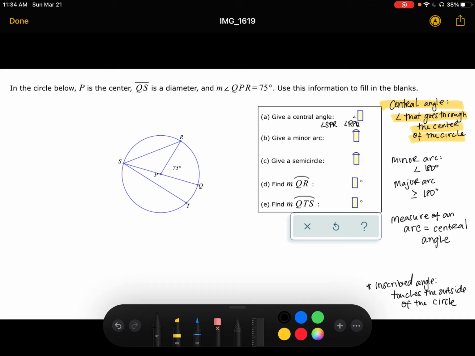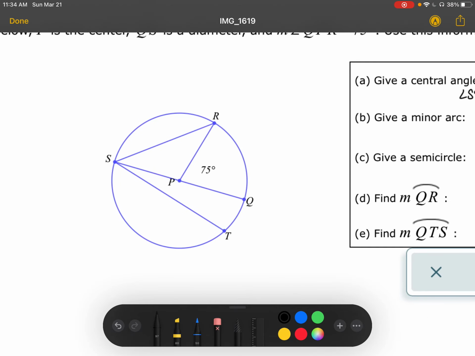Now remember, a straight line is 180 degrees, and it tells you very specifically where your straight line is. So I have SPQ. I know that this is a straight line because this is my center, and this is a radius, and that's a radius, and together it's a diameter, and I know that that is 180 degrees. So it goes through half of the circle, so that's 180 degrees.